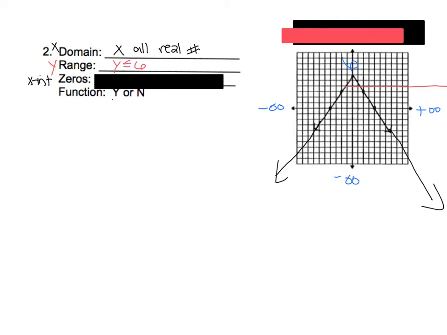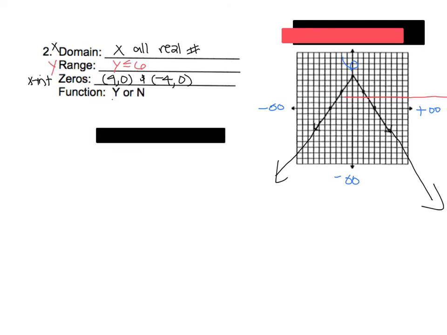All right, and our 0, the x-intercept, so notice in this graph we have 2 of them marked for you, there and there. And that is at positive 4, 0, and then negative 4, 0. All right, so the question is, is this a function? Well, if we draw our vertical lines, notice it only touches our graph once each time, so therefore, yes, it is a function.